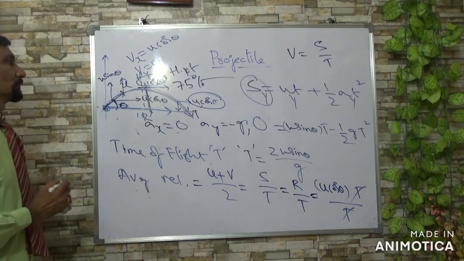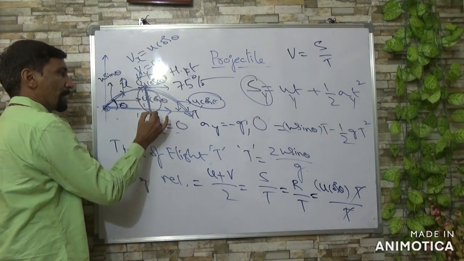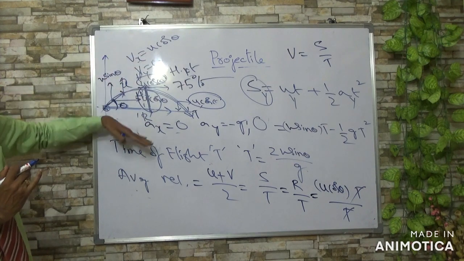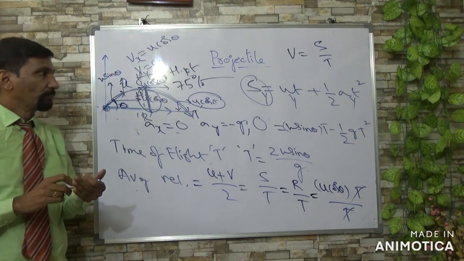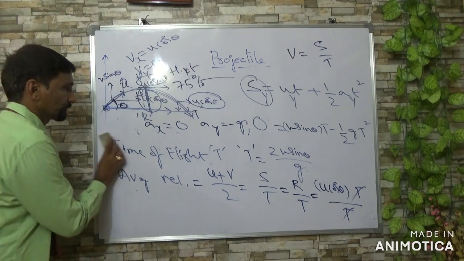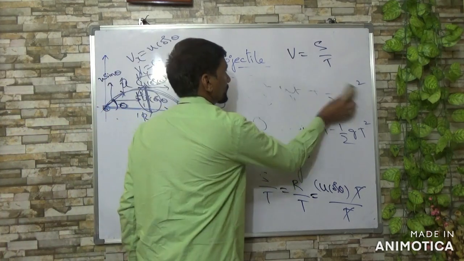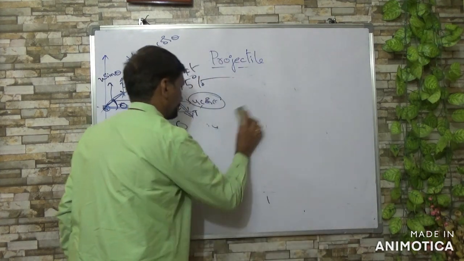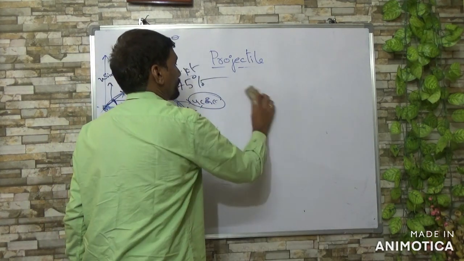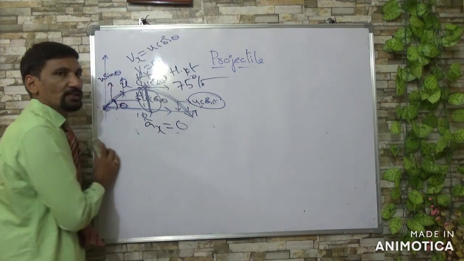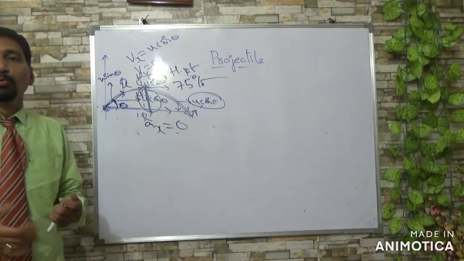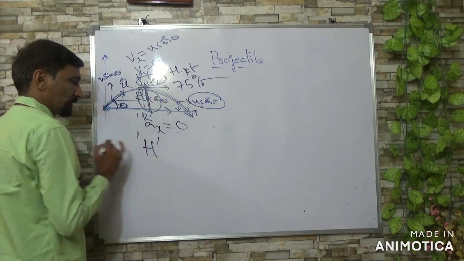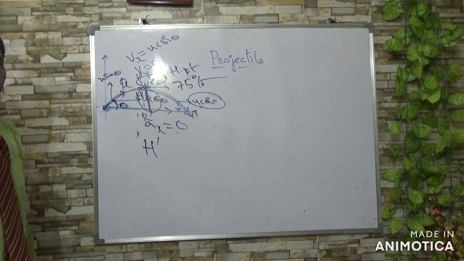Okay, now suppose you want to find the maximum height, this vertical distance. How? For all competitive exams, if you try to remember a few points, it's very easy to solve a larger number of problems. Now you want to know this vertical displacement.